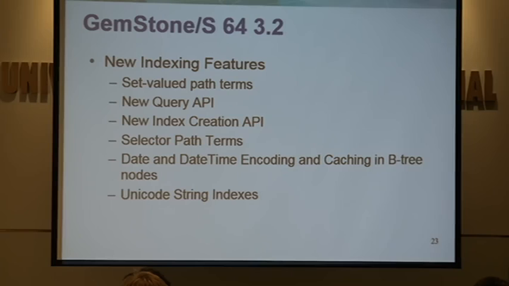Index creation, selector path terms, date and date time are now encoded in the B trees. So if you're doing a date search, index search, we can actually find the begin and end range without having to load the objects into memory. We can just examine the B trees and get to the first and last one and then create a new collection that gives you everything in this range without actually bringing the object in and having to send in a message to ask for its state. Unicode indexes.